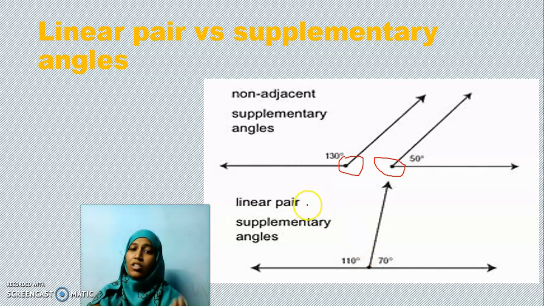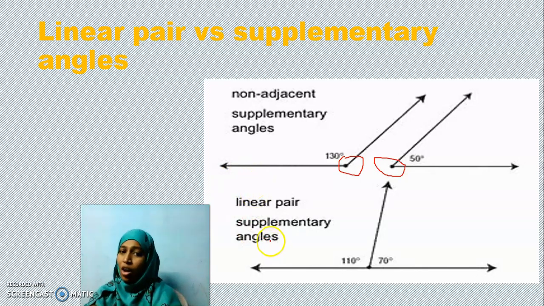All linear pair angles are supplementary angles. But all supplementary angles need not be linear pair angles. Think in the reverse way also. All supplementary need not be linear pair, because all supplementary need not be adjacent. See, this is a supplementary angle, but they are not adjacent, so they cannot be a linear pair. Hope you understood. All linear pair angles are supplementary, but all supplementary angles need not be linear pair.